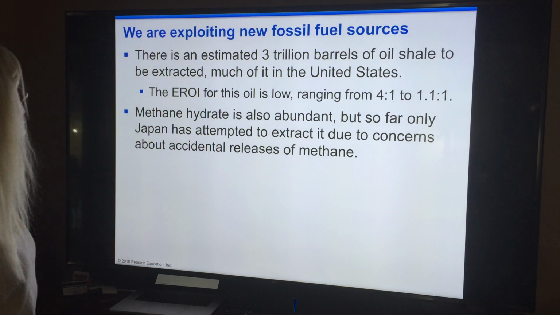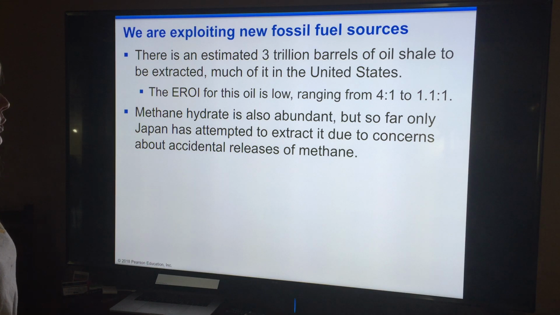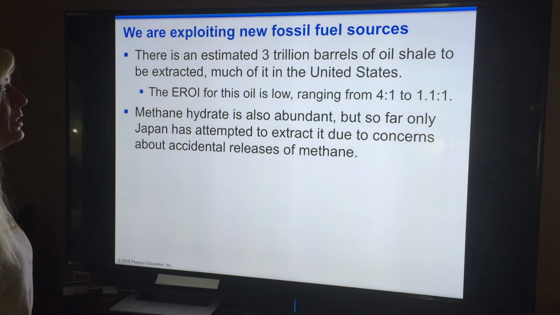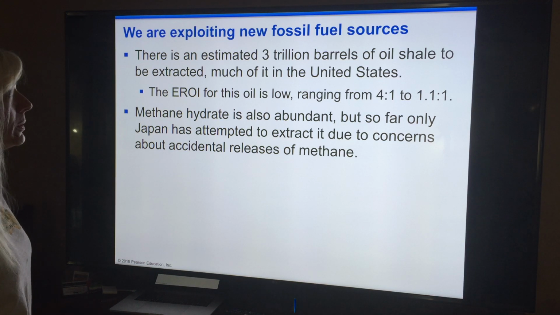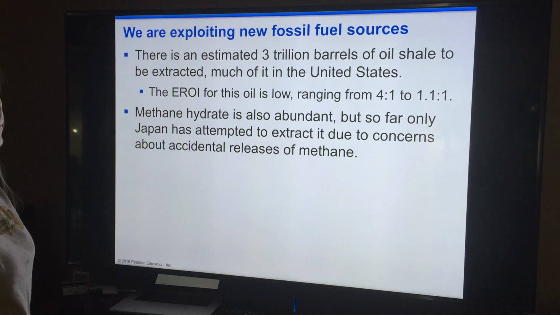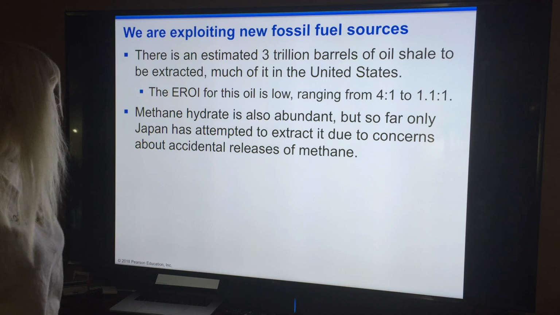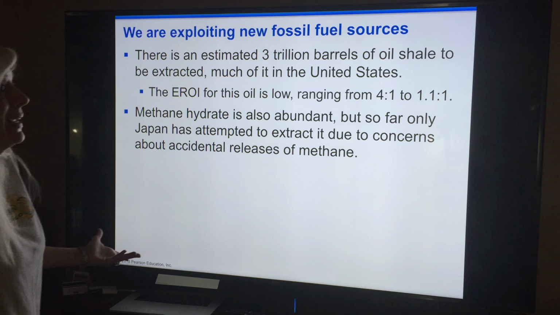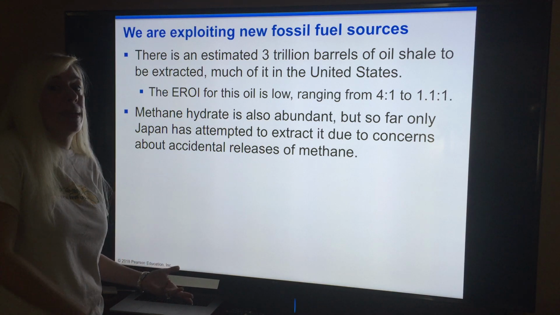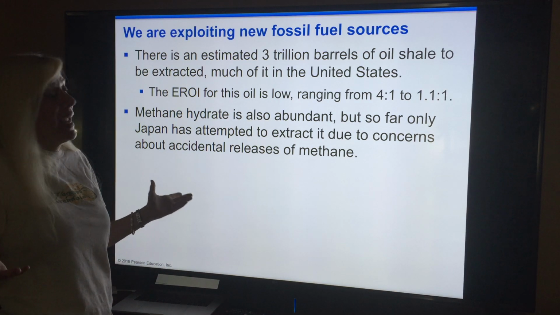Okay. There's an estimated 3 trillion barrels of oil shale to be extracted, much of it in the United States. Oh, good news there. The ROI for this is low. There are some ratios. No one's going to ask you. Methane hydrate is also abundant, but so far only Japan has attempted to extract it due to concerns about accidental release of methane. Whoopsie, we don't want a whole big thing to go off. It's hard to contain that gas stuff.